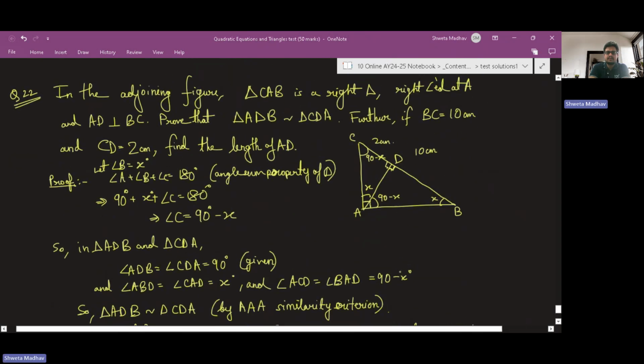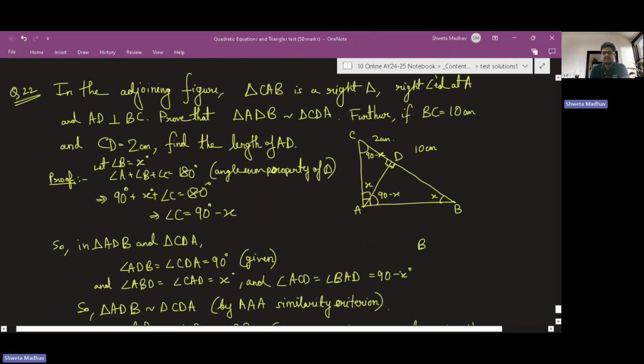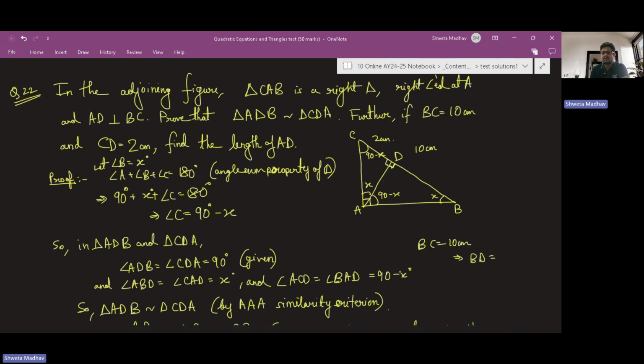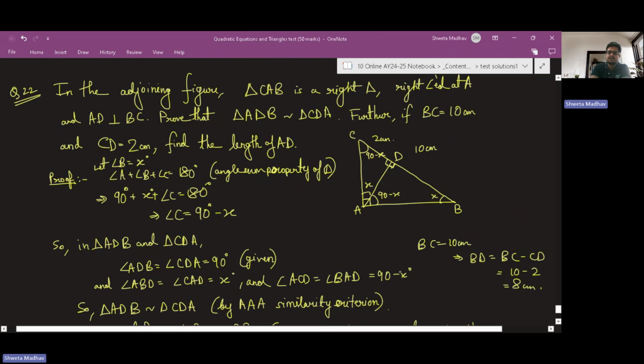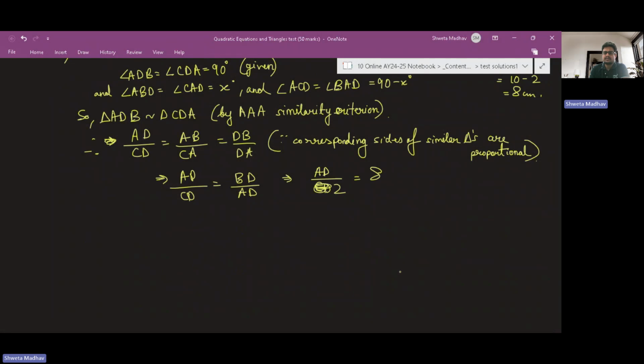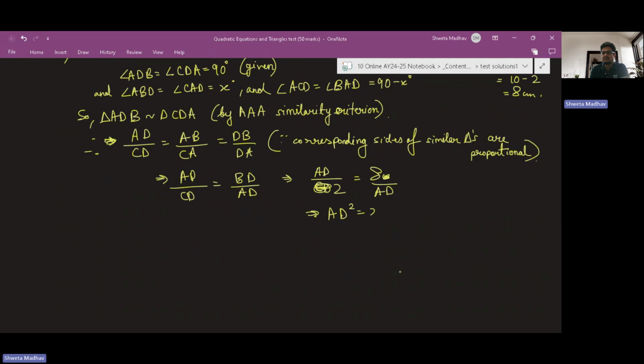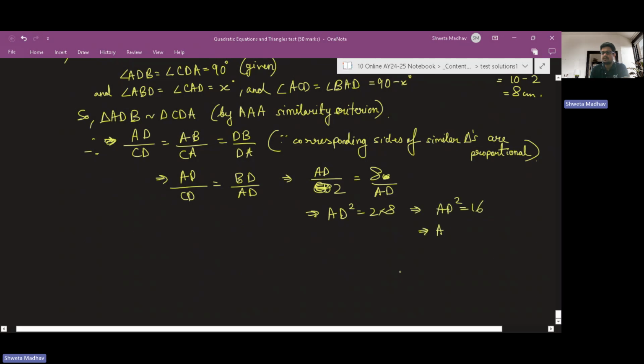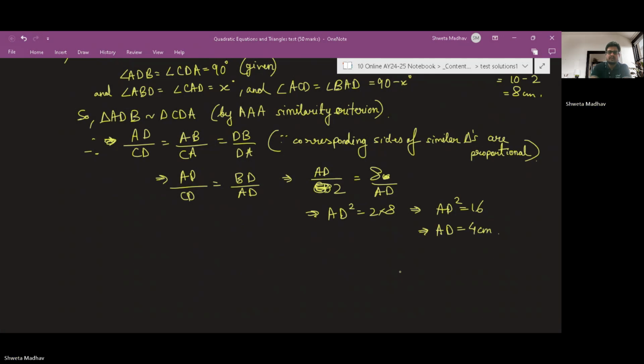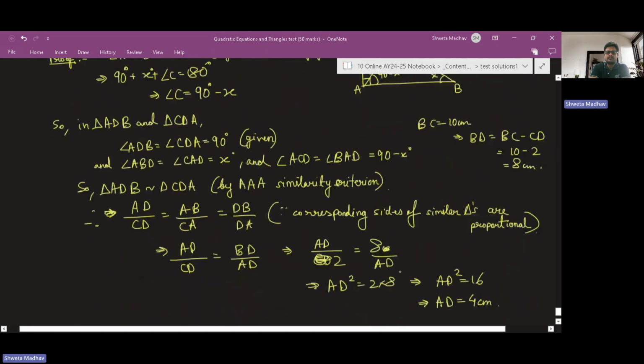BD length will be, since it is given BC length is 10 centimeter, BC minus CD. So 10 centimeter minus 2 centimeter is 8 centimeter. So BD is 8 centimeter, and it is 8 by AD. So AD into AD, AD square, is equal to 2 into 8, which is 16. So AD square is 16, which means AD will be 4 centimeter. 4 centimeter is the answer.